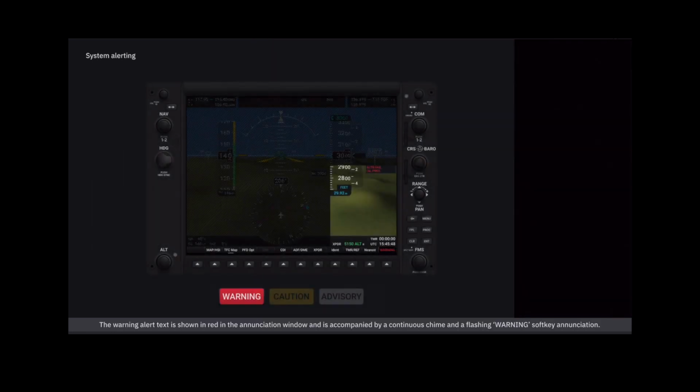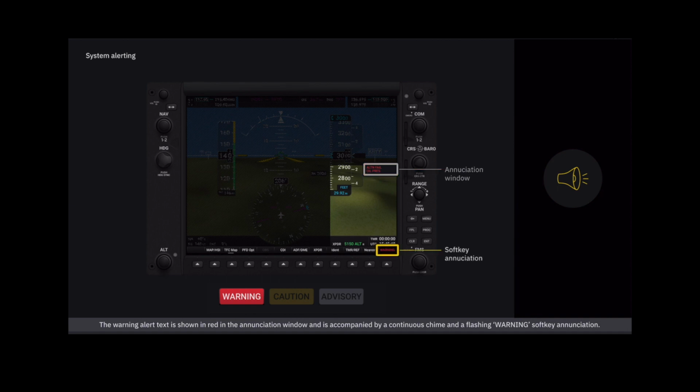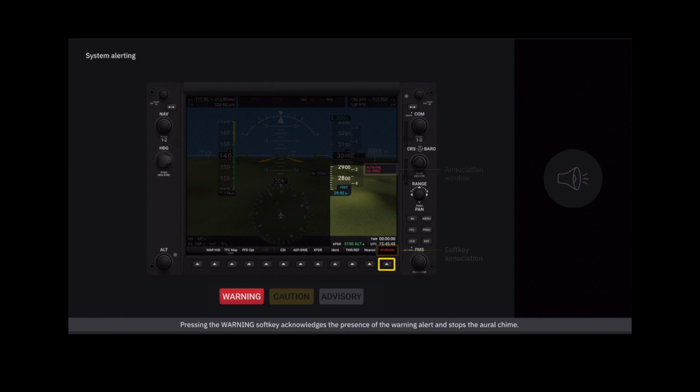The warning alert text is shown in red in the annunciation window, and is accompanied by a continuous chime and a flashing warning soft key annunciation. Pressing the warning soft key acknowledges the presence of the warning alert and stops the aural chime.